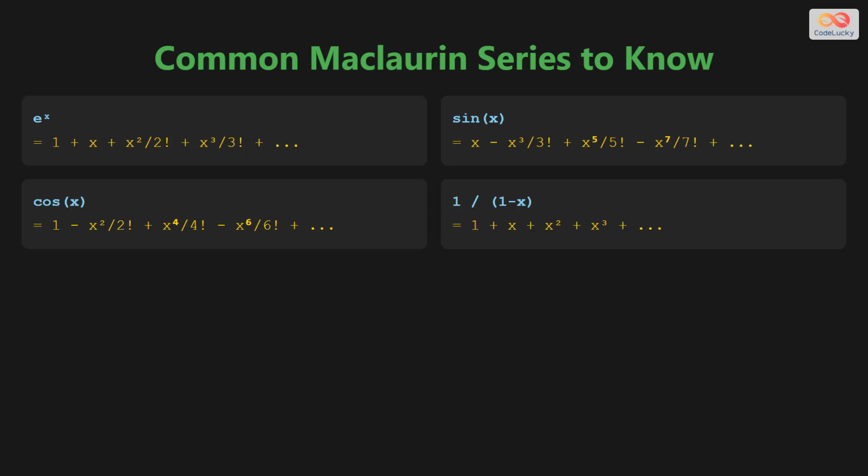Certain Maclaurin series appear so often in mathematics and science that they are worth remembering. The series for e to the x, sine of x, and cosine of x are fundamental. Another very useful one is the series for 1 divided by the quantity 1 minus x, which is simply 1 plus x plus x squared plus x cubed, and so on.